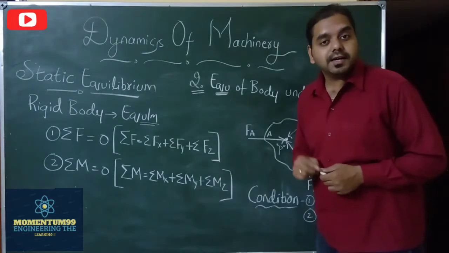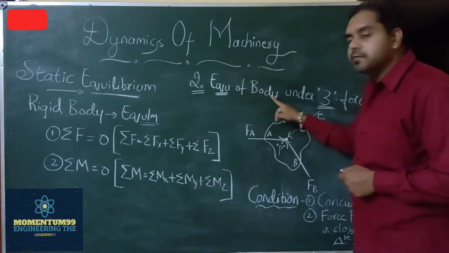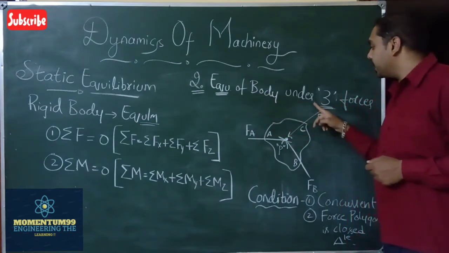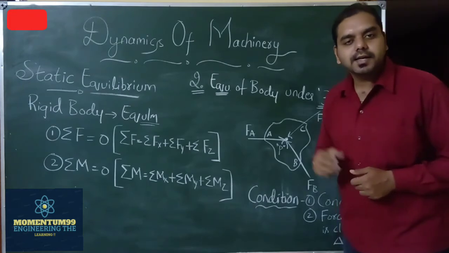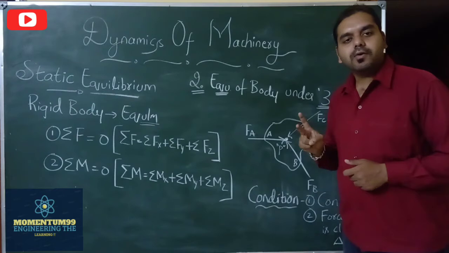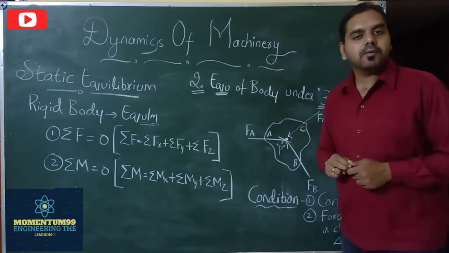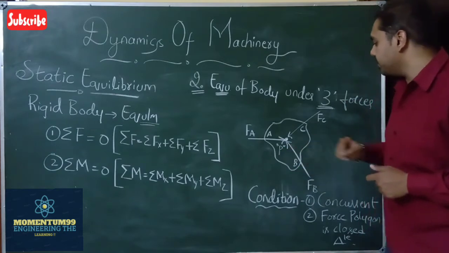Moving on, the next case is finding the static equilibrium of a body which is acted upon by three forces. The previous one was studying the static equilibrium of a body which is acted upon by two forces. Now we will be studying the static equilibrium of a body which is acted upon by three forces. This is the diagram to be drawn.